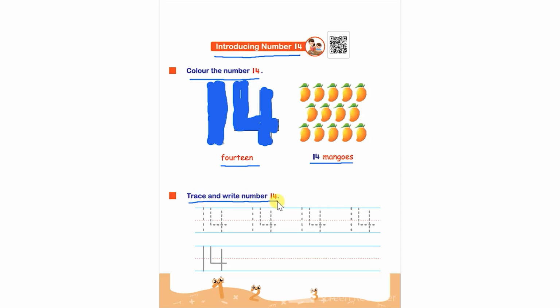Trace and write number 14. So over here the child has to write the number 14. So first they have to trace it in the first row, and after that they have to write it on their own, right?